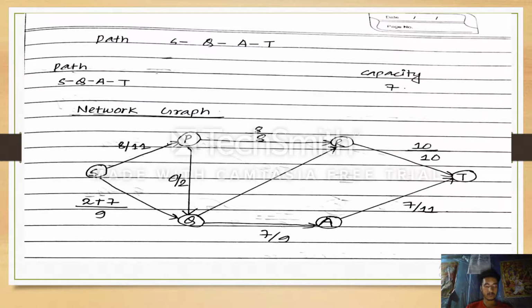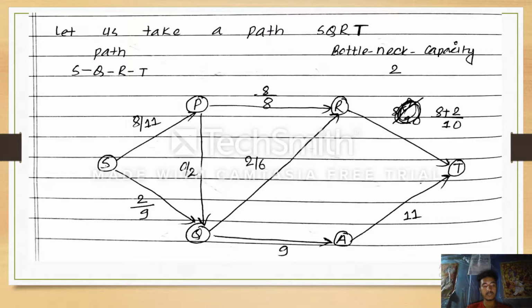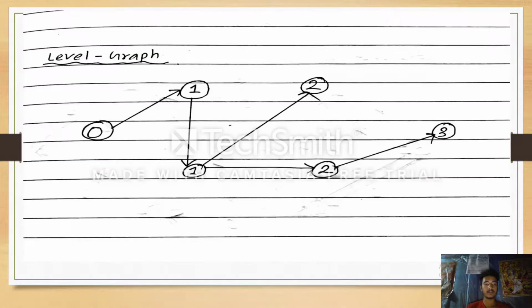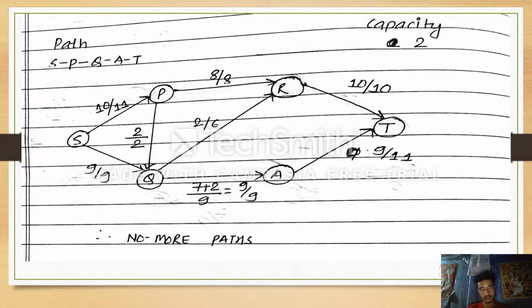So the total amount of energy that can be transferred through S to Q will be 2 plus 7, which is equal to 9, and QA is 7 plus 9, and A to T will be 7 upon 11. So the level graph will look like this: 0, 1, 1, 2, 2, 3. 0 and 1 are not connected, as the maximum amount of energy that can be transferred is full, 9 upon 9. So we cannot send anything.